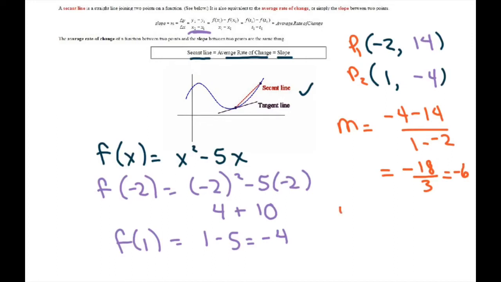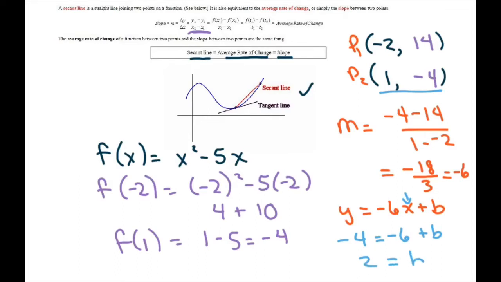Now we have y equals -6x plus b. We're going to write the equation of the secant line. Plug in one of these points. I guess I'll plug in this one. So you have -4 equals -6 plus b. When you plug in the 1 there, add the 6, so 2 equals b. So the equation, go back to here and plug in your 2. Your equation of your secant line can be y equals -6x plus 2. It's a pretty steep slope.